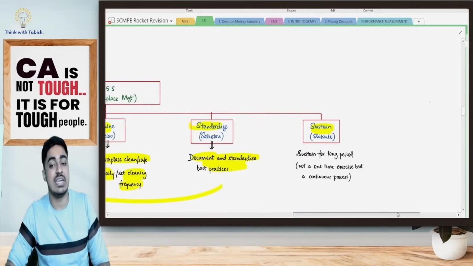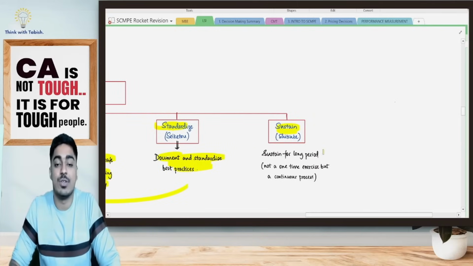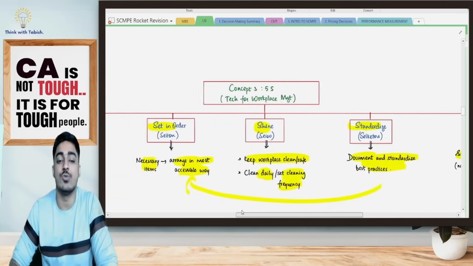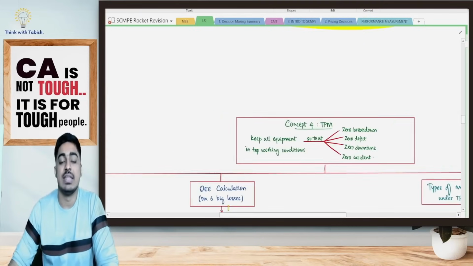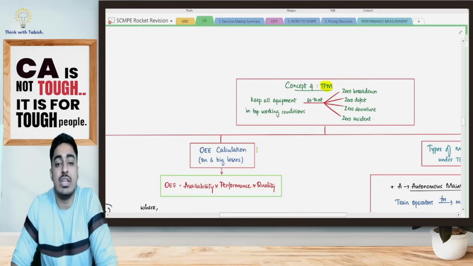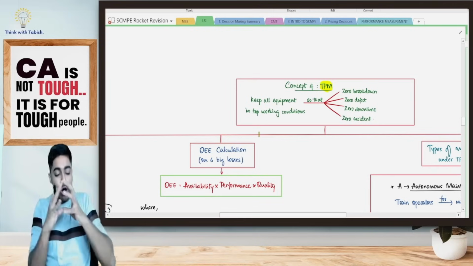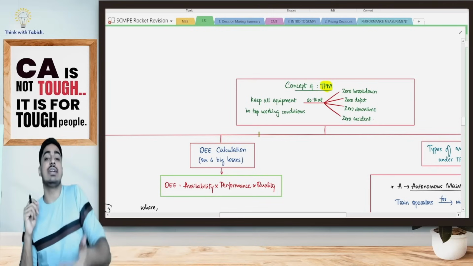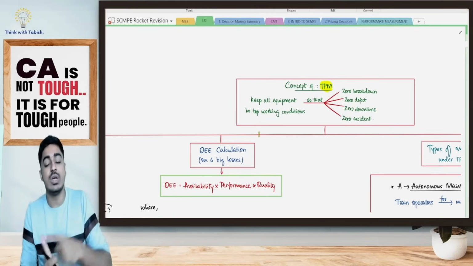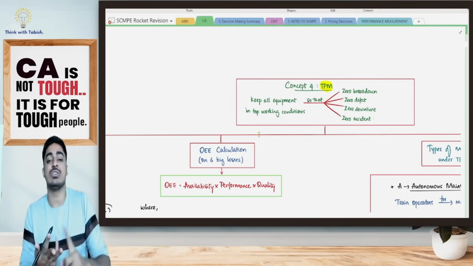And finally, sustain. It's not a one-time program. For the long term, you have to sustain the change, the improvement that you have brought in your workplace. Is it clear, everyone? The next concept that we have is TPM, Total Productive Maintenance. It says we should keep all our equipment in top working condition so that we can achieve 0. What is 0? 0 breakdown, 0 defect, 0 downtime, 0 accidents.